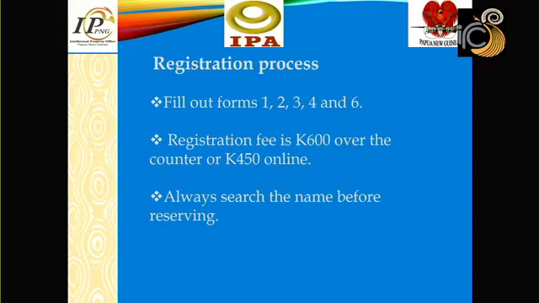So the Form 5 itself is the certificate. That's why Forms 1, 2, 3, 4, and 6 are the forms that you need to fill. If you go online and do it online, it's cheaper at $450. But if you go to the counter, say in Lae or in Mount Hagen or in Moresby, or you go through a third party, you might spend more than $600. But the least, if you go by yourself, is $600 over the counter. Again, payment types are always the same.